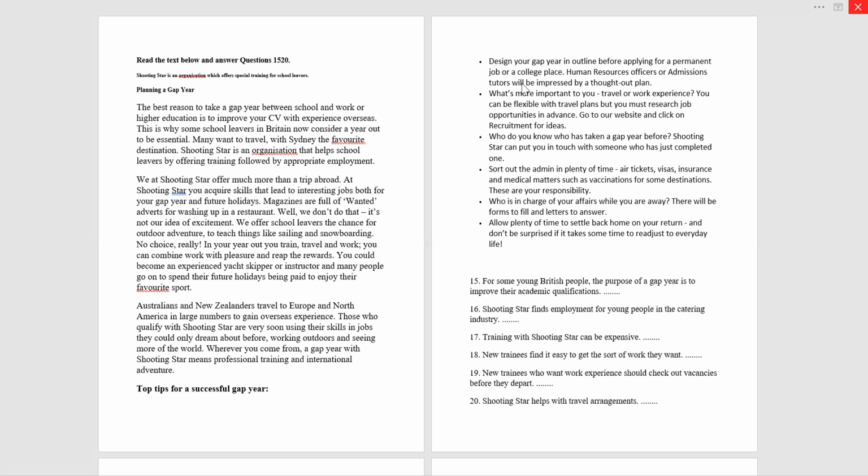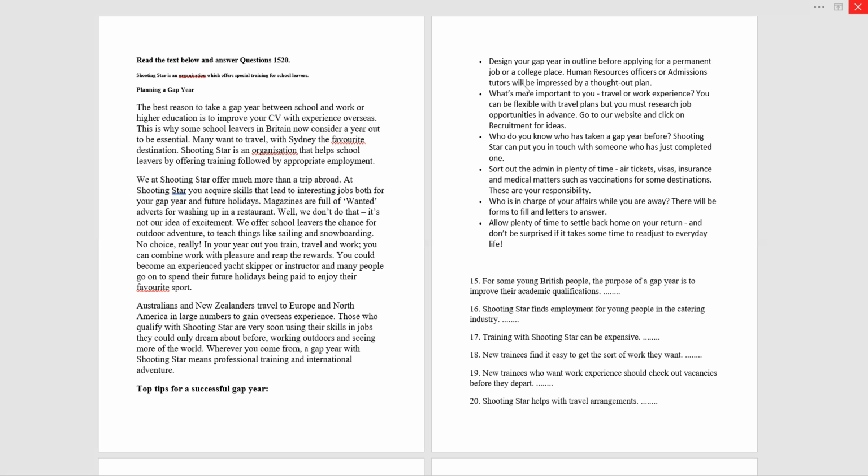Shooting Star finds employment for young people in the catering industry. They are saying in the second paragraph that many magazines are full of wanted adverts for washing up in a restaurant, but they don't work that way, because they provide another sort of adventurous job outdoors. So this is also a false answer.